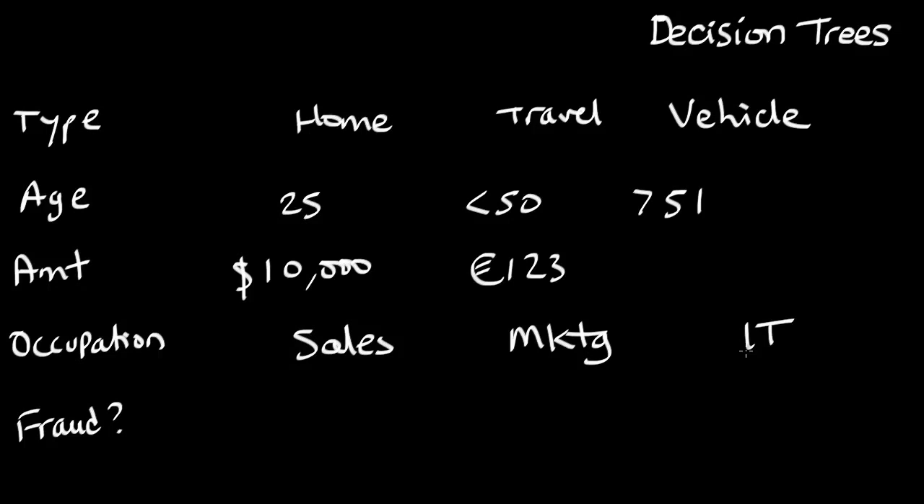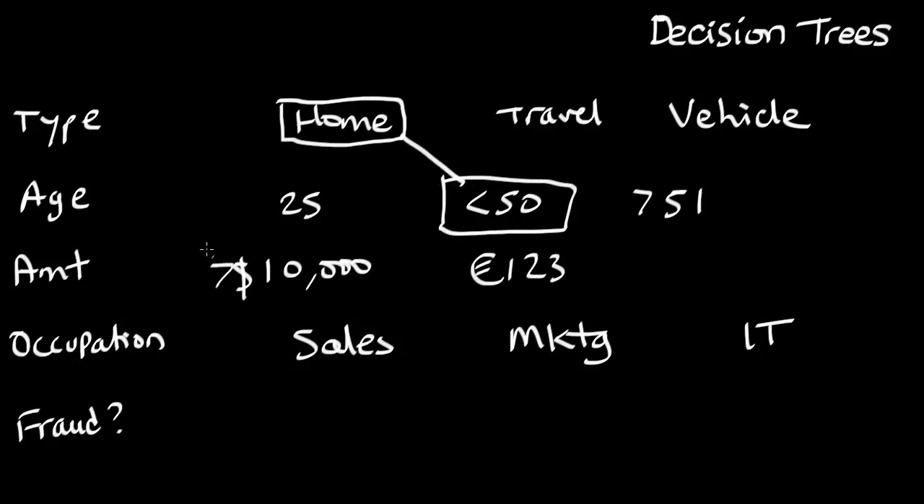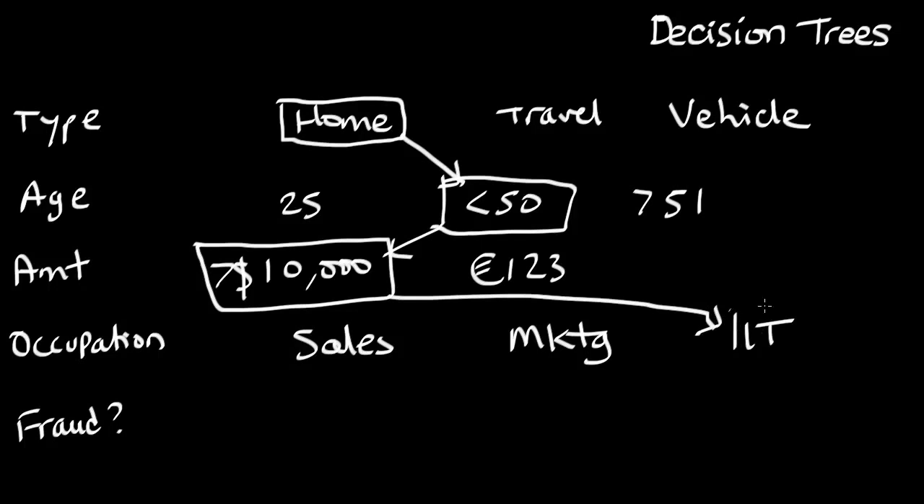So what a decision tree would allow you to do is to chart some paths through these different things. For example, home insurance claims, which are from people less than 50 years old, which amount to maybe more than 10,000 euros, which are made by people that work in IT, may well be fraudulent. It may be that you find a case like that. So the decision tree effectively allows you to look at all the different paths that are possible through the data and ideally to identify the outcome. In this case, we're looking at fraud.